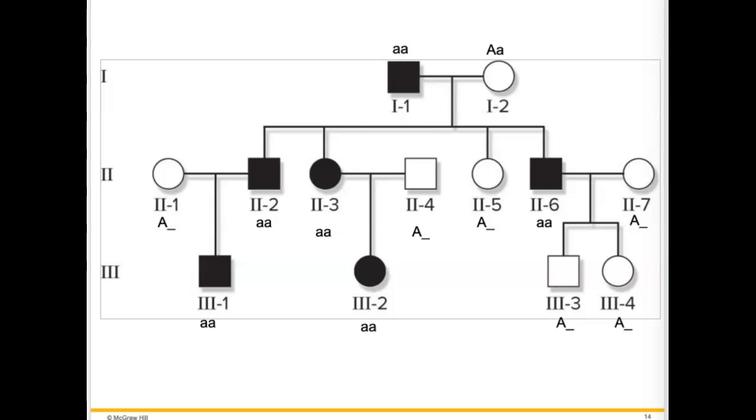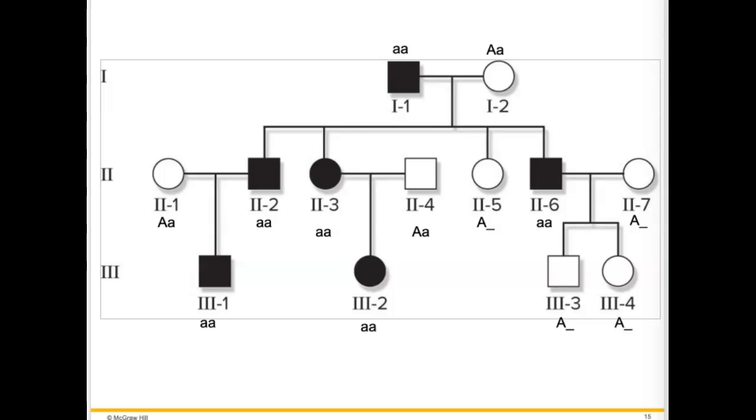Looking at the first couple in generation 2, their child is affected, which means that parent 2-1 must be a heterozygous carrier in order to create an affected child with the affected father. The same is true for parent 2-4. They must be a carrier with one large A and one small a to pass on the disease to their daughter.